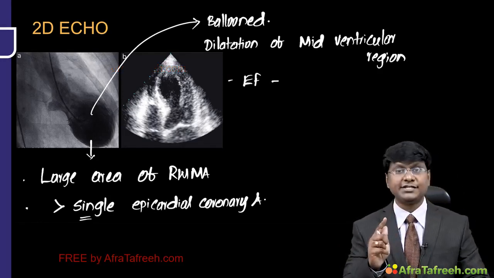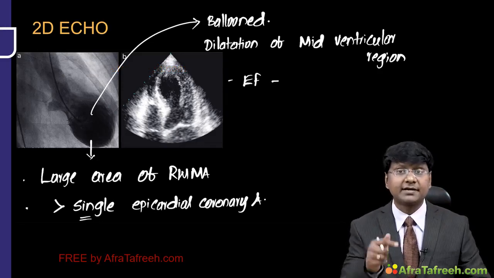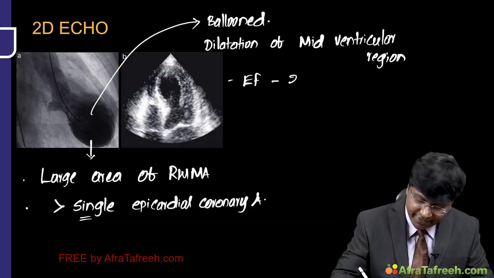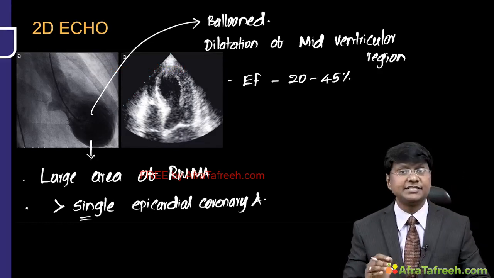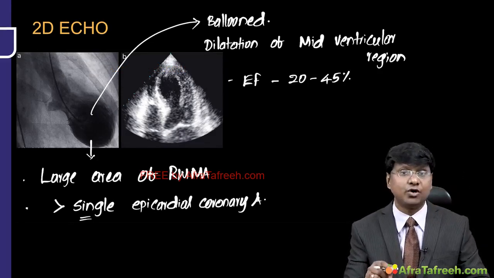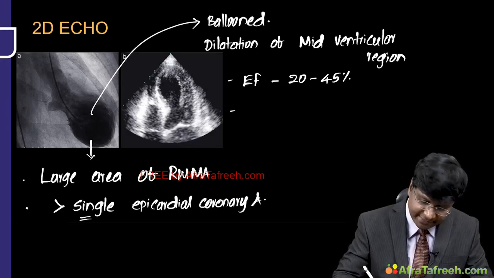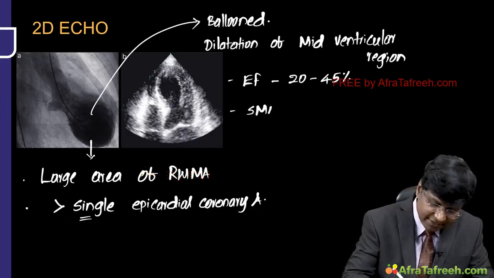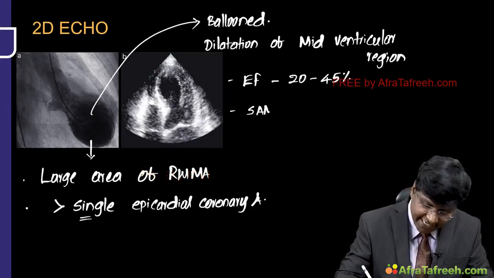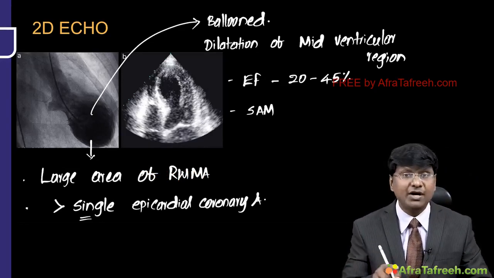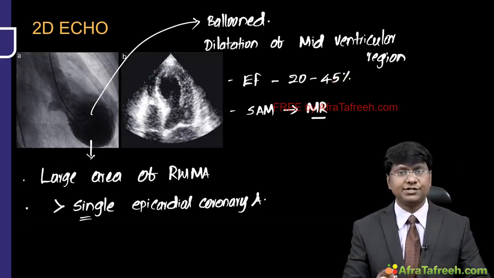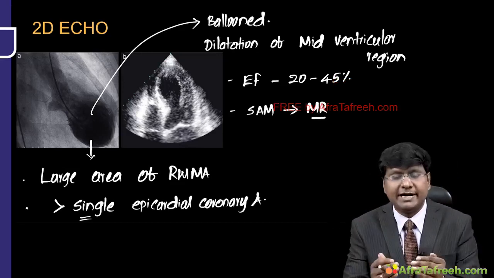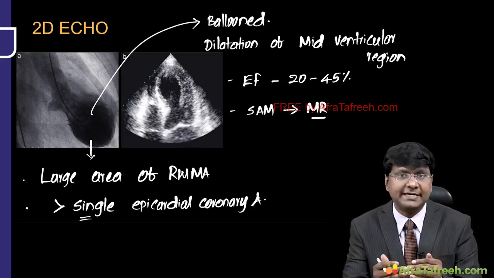See, normal ejection fraction is 55 to 70%, but here the ejection fraction will be reduced to 20 to 45%. That will be the ejection fraction in patients with Takotsubo cardiomyopathy. And next, there will be also SAM, that is systolic anterior motion of anterior mitral valve leaflet. And because of this SAM, the patients will also have mitral regurgitation, because during the systole, the mitral valve leaflets should close completely.